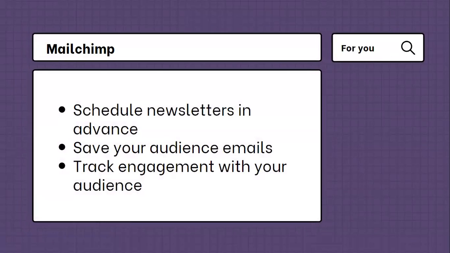All right, next, MailChimp. MailChimp is a really great way to schedule newsletters in advance. You can save your audience emails and then you can track engagement with your audience. So this is a really great tool. I'd say maybe if you are constantly sending out messages, or maybe you are the advisor of an organization, you want to have just consistent messaging.